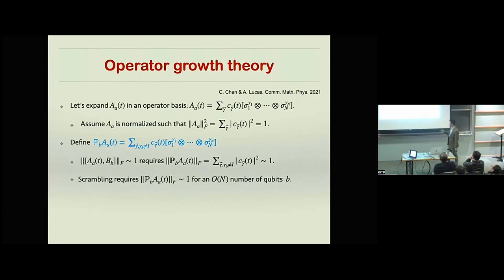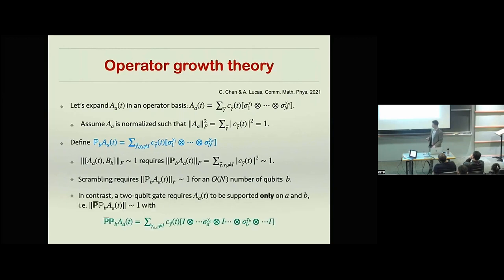I mentioned a little bit about scrambling here. Typically, if you want to get quantum information scrambling, you will need this operator to be supported on an extensive number of qubits. So this condition has to hold for about n of the qubits. That's for scrambling. Now, since we're interested in the two-qubit gate or unconditional quantum state transfer, we have a very different condition.